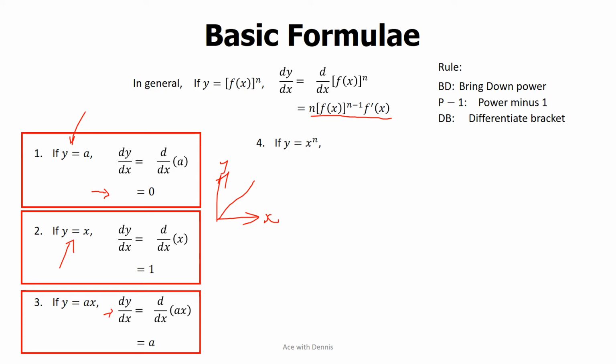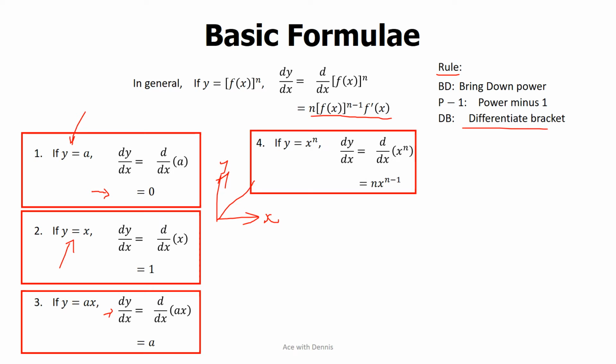Now move on, number 4. If y equals x to the power n, we can actually apply a similar approach with the rule that I introduced just now. So dy over dx can be written as d over dx of x to the power n. We bring down the power, minus 1. We don't have to differentiate the bracket because we don't have a bracket here. So that's why it becomes n x to the power n minus 1. This is the fourth basic formula.